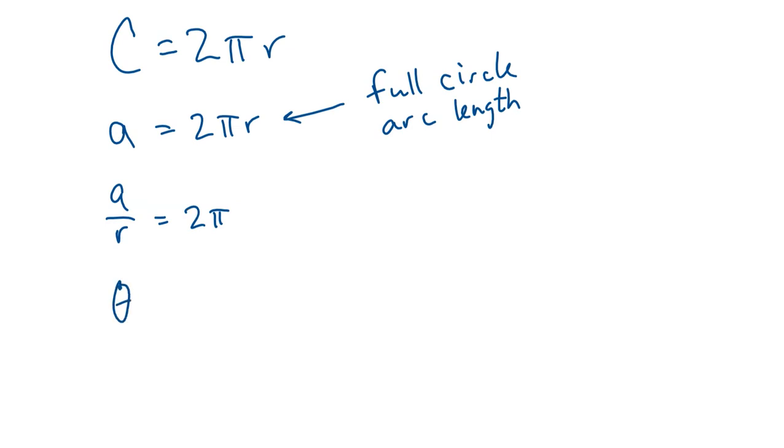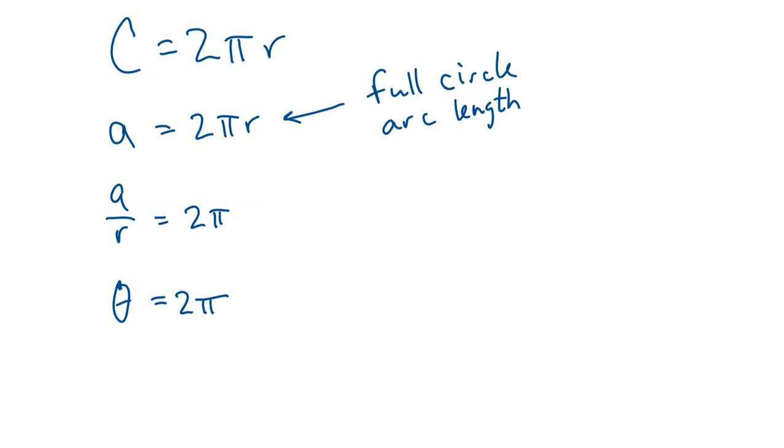A over R is radians, so that's going to be our theta, that's our angle. That might look a little bit weird to all of a sudden replace A over R with theta, but A over R is the number of radians, so that's our angle, that's theta. So theta equals 2 pi. So what does that mean? That means the number of radians in a full circle is 2 pi.